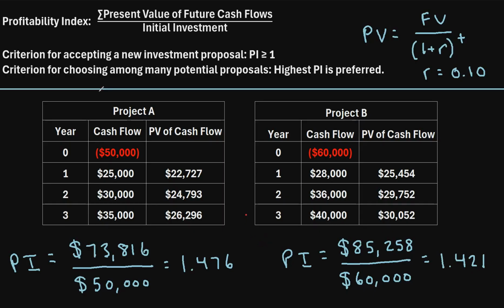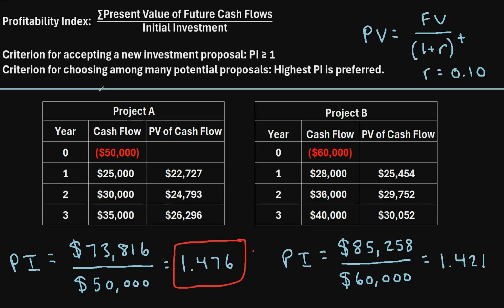So based on the projected cash flow, both projects would be profitable. To choose between the two, we just need to say, well, which one has the higher profitability index, which we can see is Project A. So between these two projects, we should choose Project A since it has a higher profitability index.